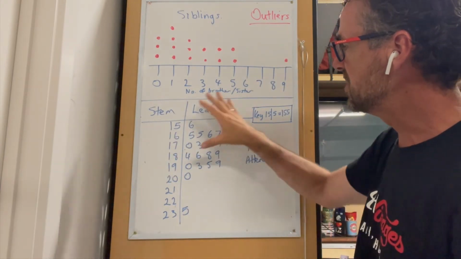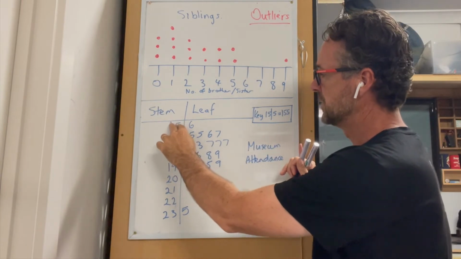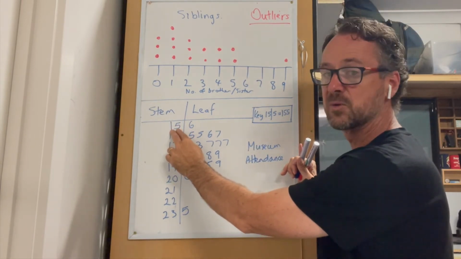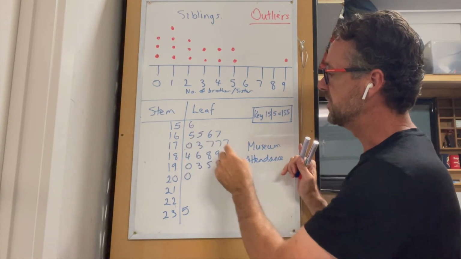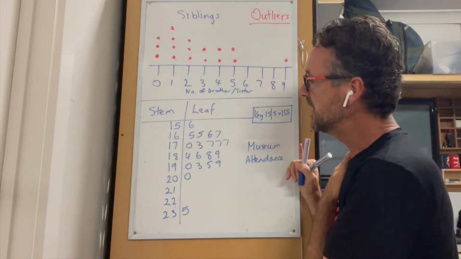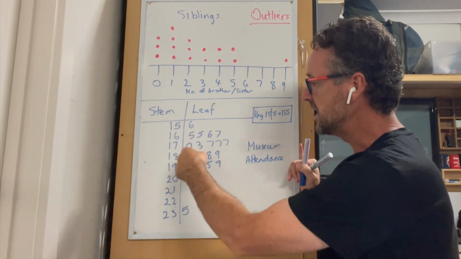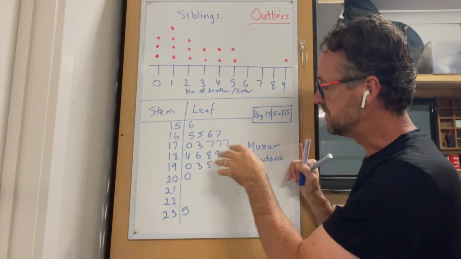If you look down here at this stem and leaf, and we can see from the key here, that the 1.5 here is referring to 150, okay? And the number here is in the units column. These are attendances at a museum. So 156, 160, 170, 180. So that's the usual number attending this particular exhibit.